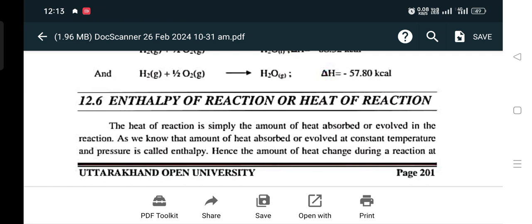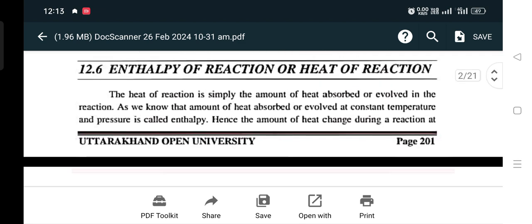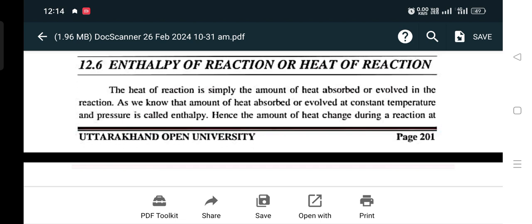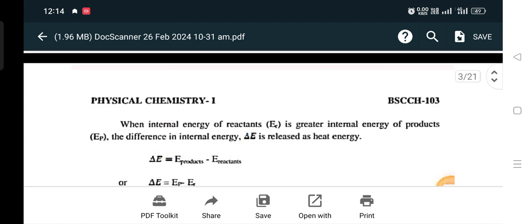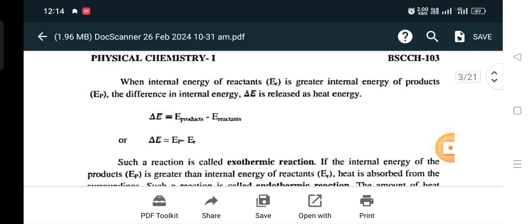Enthalpy of a reaction or heat of a reaction. The enthalpy of a reaction is simply the amount of heat absorbed or evolved in the reaction. As we know, the amount of heat absorbed or evolved at constant temperature and pressure is called enthalpy. Hence, the amount of heat change during a reaction, when the internal energy of the reactant ER is greater than the internal energy of the product EP, is that the difference in internal energy del E is released as heat energy. Del E is equal to E product minus E reactant.